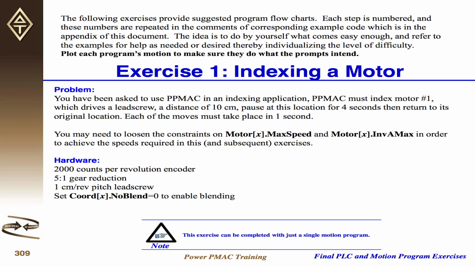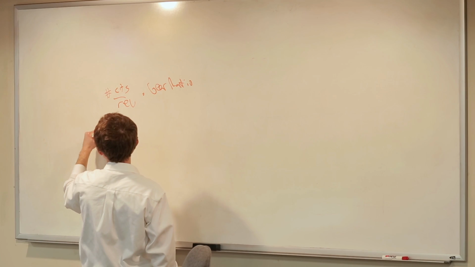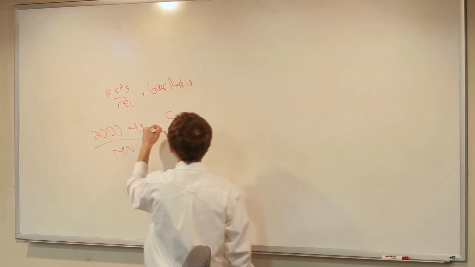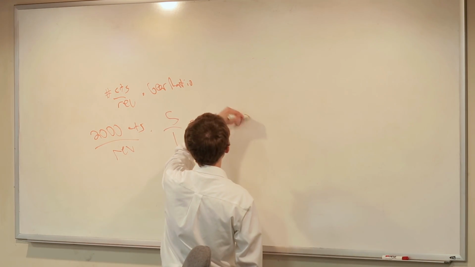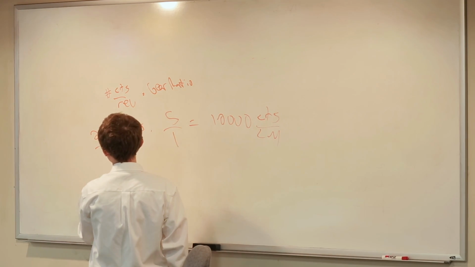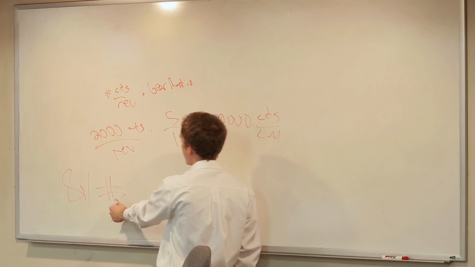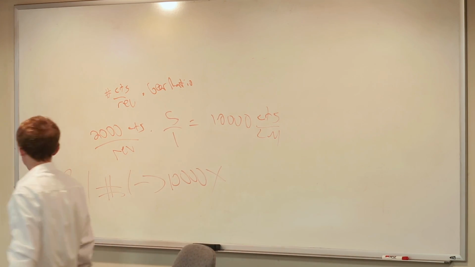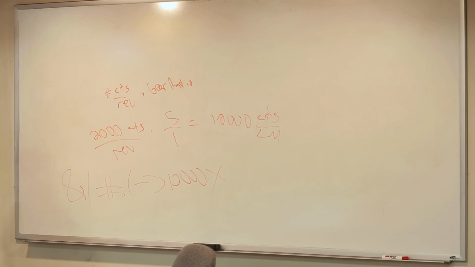So whenever you have a gear reduction, you take the number of counts per rev and you multiply by the gear ratio before defining your axis definition statement. So we have 2,000 counts per rev times a 5-to-1 gear reduction. So you'll get 10,000 counts per user unit, which we're saying is centimeters in this case. And then your coordinate system definition can be &1 #1 points to 10,000 x. Then it'll represent 10,000 counts per centimeter.